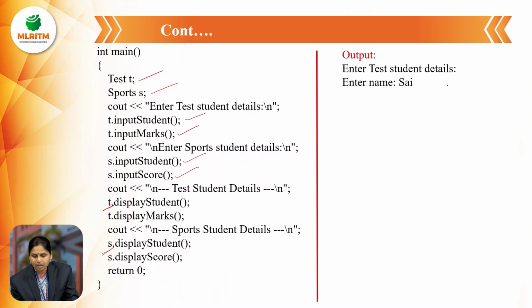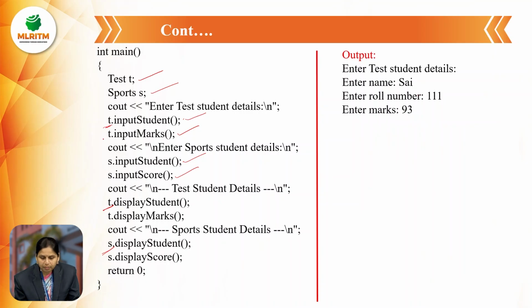Enter student details by using T. Test object, we are calling the input student. Enter name and roll number. These two values are read by this method. Next, read marks. Enter marks 93. So, these values are read by using the object T.